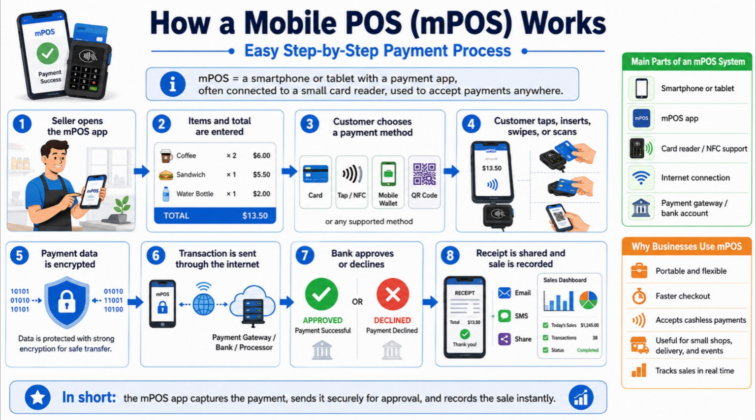In short, a mobile POS system works by using a smartphone or tablet, an mPOS app, a card reader or NFC support, an internet connection, and a payment gateway or bank account. Together, these parts help the business accept cashless payments quickly, safely, and conveniently. Therefore, mPOS is useful because it is portable, flexible, fast, and easy to use. It helps businesses accept payments anywhere, reduce checkout time, serve customers better, and keep sales records automatically.